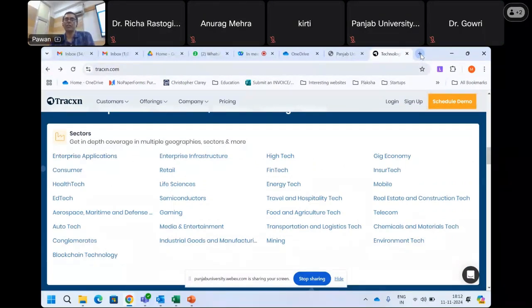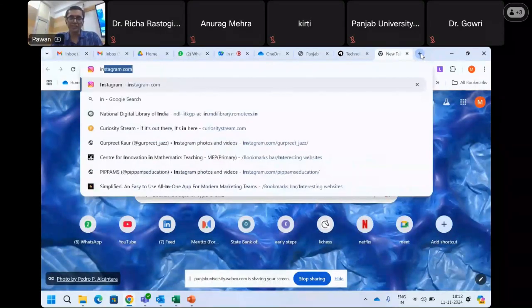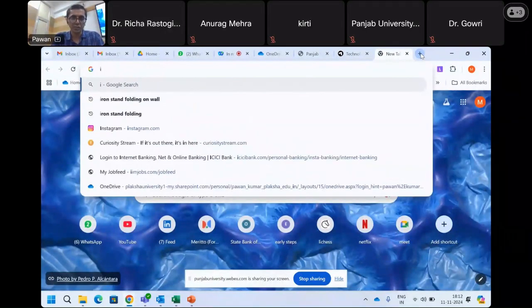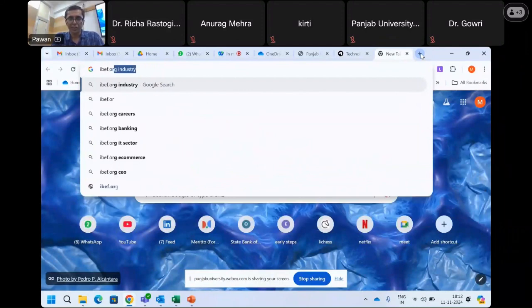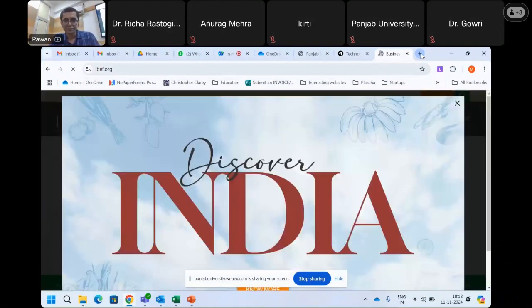There is another website which lists this. This one is global, but this one is for India. This is called India Brand Equity Foundation. This is a government funded organization whose job is to create knowledge for businesses in India. They publish a lot of useful reports about Indian businesses.